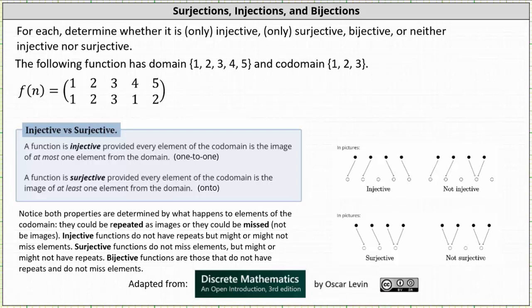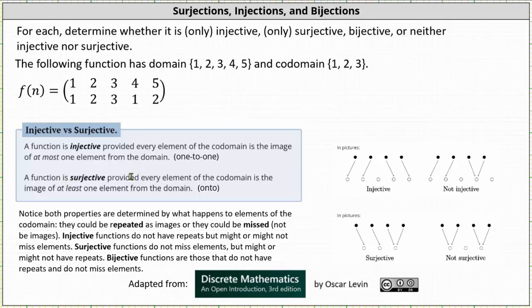In this lesson, we'll take a look at 3 examples of functions and determine if the functions are only injective, only surjective, bijective, or neither injective nor surjective. For a quick review, a function is injective provided every element of the codomain is the image of at most one element from the domain.